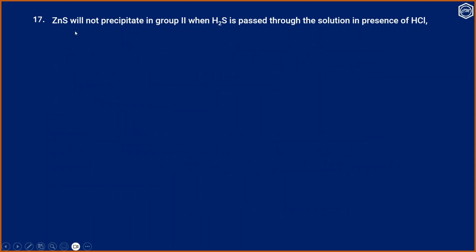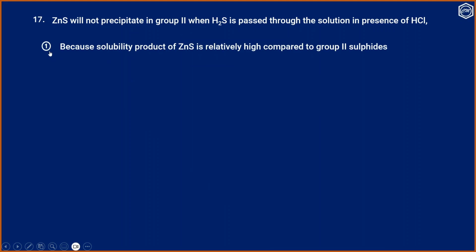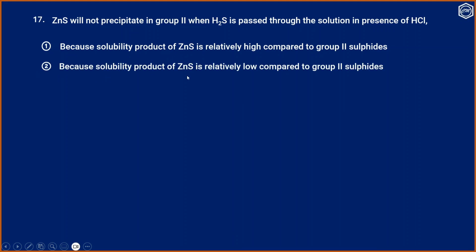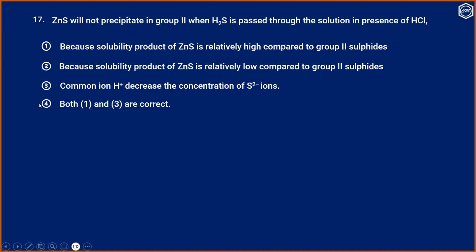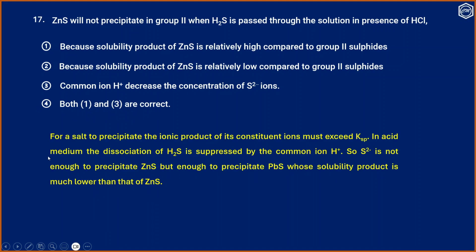Question 17. Zinc sulfide will not precipitate in group 2 when H2S is passed through the solution in presence of HCl. Option 1: because solubility product of zinc sulfide is relatively high compared to group 2 sulfides. Option 2: because solubility product of zinc sulfide is relatively low compared to group 2 sulfides. Option 3: common ion H+ decreases the concentration of S2-. And the fourth option is both 1 and 3 are correct.